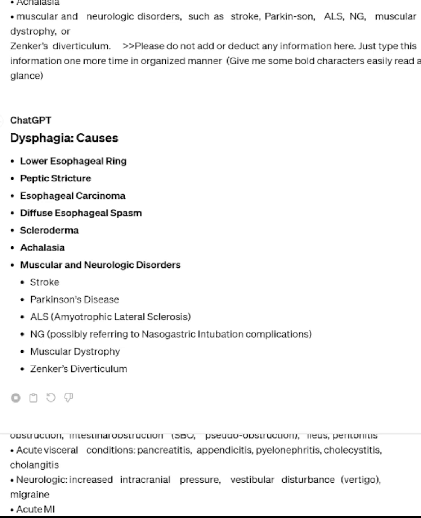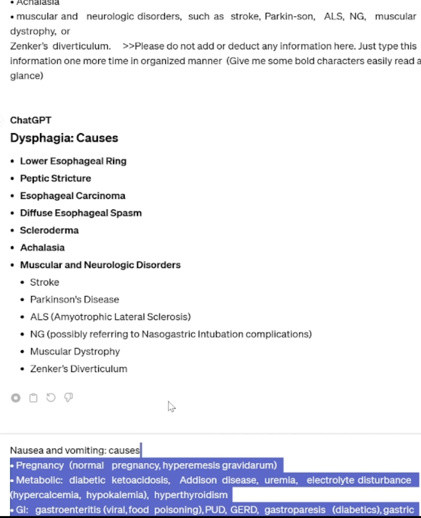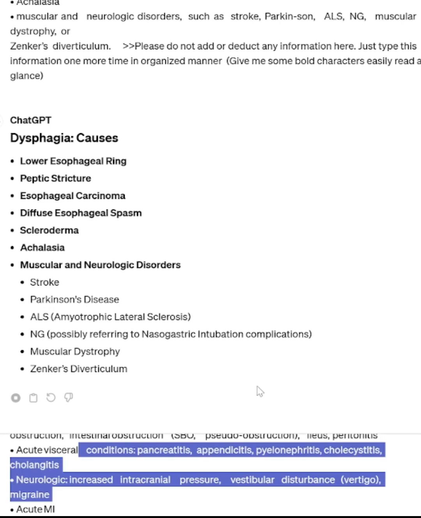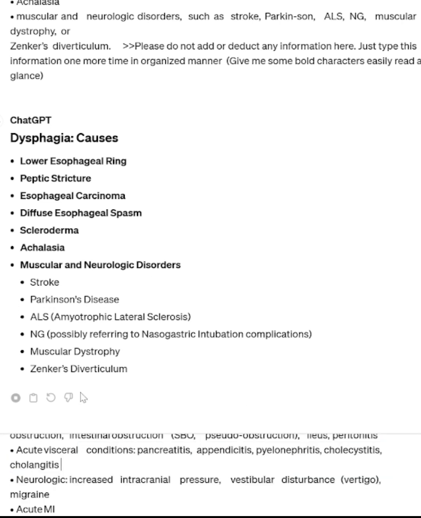Dysphagia causes: lower esophageal ring, peptic stricture, esophageal carcinoma, diffuse esophageal spasm, scleroderma, achalasia. Muscular and neurologic disorders: stroke, Parkinson's disease, ALS, amyotrophic lateral sclerosis, NG, possibly referring to nasogastric intubation complications, muscular dystrophy, Zenker's diverticulum.